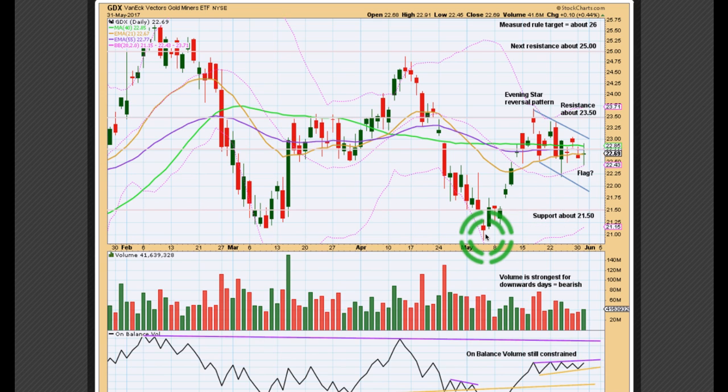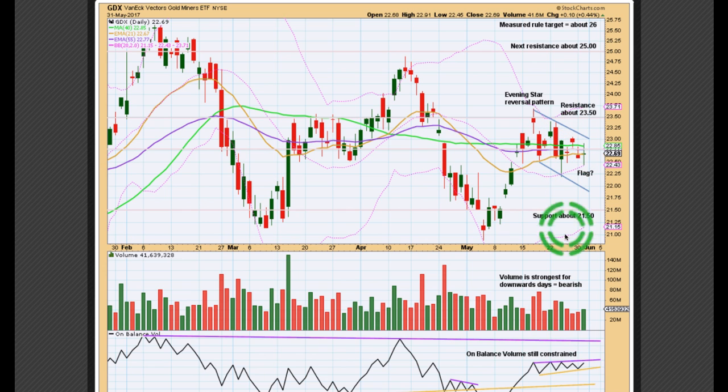Let's have a quick look at GDX. This is less clear than yesterday. GDX also has a continuation pattern. Flags and pennants are the most reliable continuation patterns. So taking the flagpole from this low to this high and the breakout expected about 23, the measured rule gives us a target for GDX after the breakout about 26, but before we can have any confidence whatsoever in that target, we absolutely need to see an upward breakout, an upward day closing comfortably above the upper edge of the flag pattern on a day with an increase in volume.